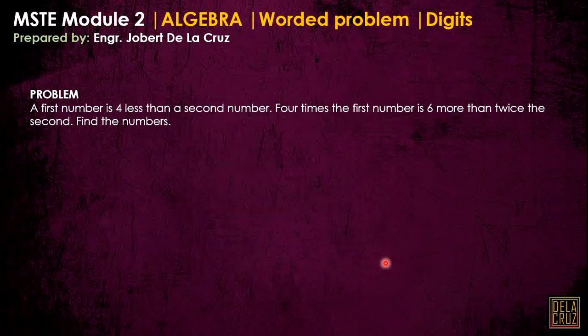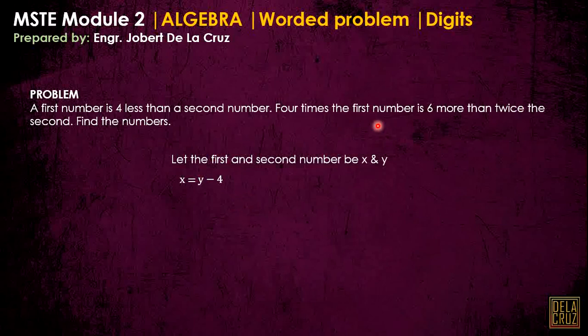Okay, so another example. A first number is 4 less than a second number. 4 times the first number is 6 more than twice the second. Find the numbers. Okay, so let the first and second number be x and y. The first number is 4 less than the second number. Ano yung ibig sabihin? 4 less than the second number, meaning that will be y minus 4. It should be written pa ganito.